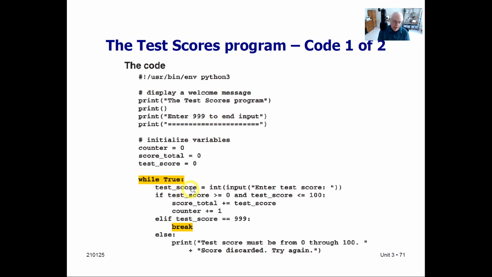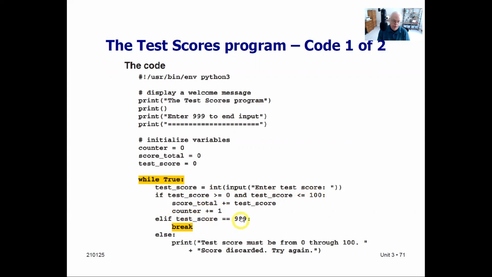So now we are going to ask the question to enter a test score. In the input, we want this to be a whole number. Now, we could do a floating point, but we'd have to do a little more coding. Right now, we're just going to deal in whole test score numbers. So if the test score goes through data validation here, then we want to add it to the score total, and we want to increment the counter by 1.